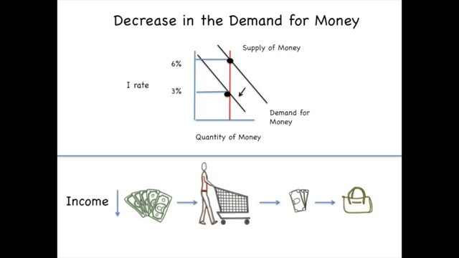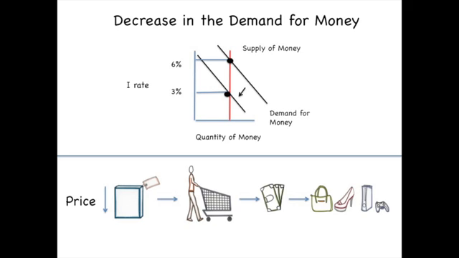The first factor that could cause a decrease in the demand for money is a decrease in income. Let's assume that Todd quits yearbook. Tammy's income, or Todd's income, would go down. Tammy would have less money to spend. Oh, what will Tammy do? She will only be able to buy one purse.